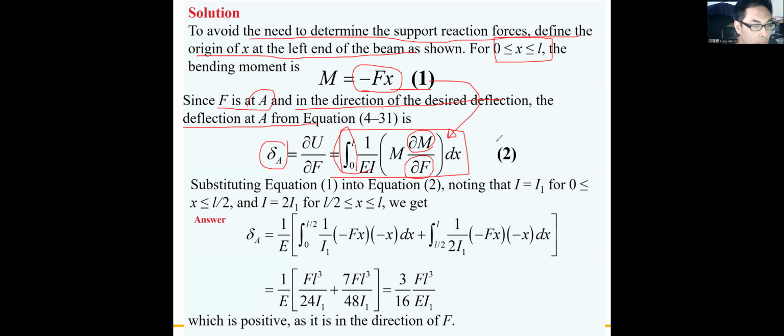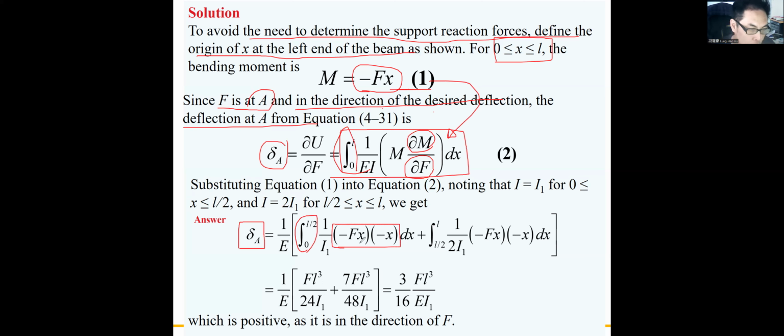Okay, so we can substitute this equation here, right? So the deflection at point A, for the first section, is from 0 to half L. And this is its moment. This is the derivative of the moment.